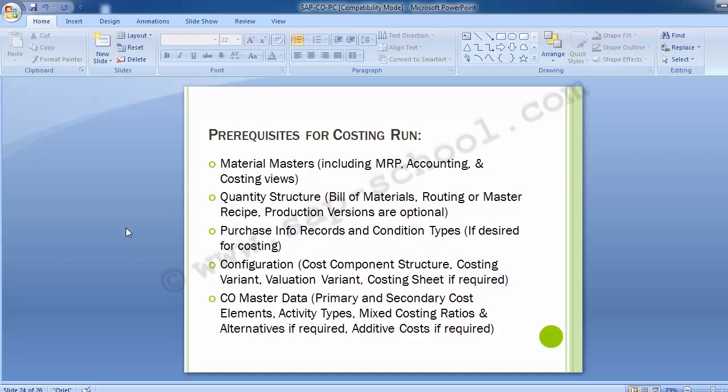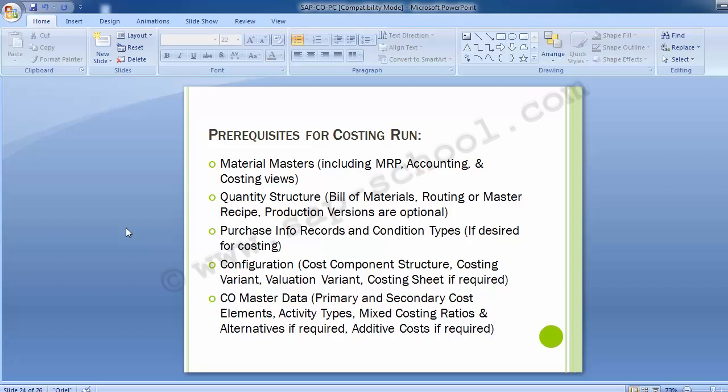One is material master. In the material master, the MRP view, accounting view and costing views have to be maintained. Then the quantity structure, which includes bills of materials, routing or master recipe; production versions are optional. So these things have to be maintained. What are the materials used when producing a material in the BOM, and what are the different activities which have been involved in the routing part. Purchase info records and condition type if desired for costing.